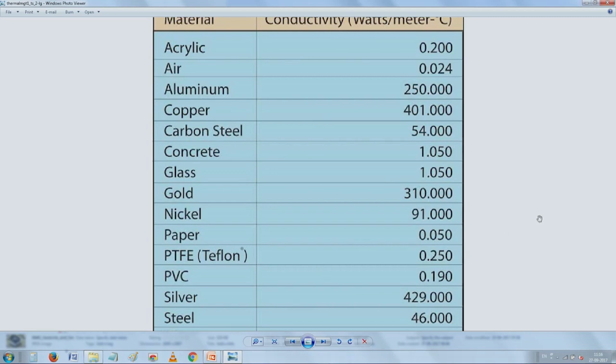The material conductivity, obviously silver is the best conductor. So, it is pure, and other than making a small black coating on it when exposed to the atmosphere, the thermal conductivity, watts per meter per degree centigrade, it is the highest.